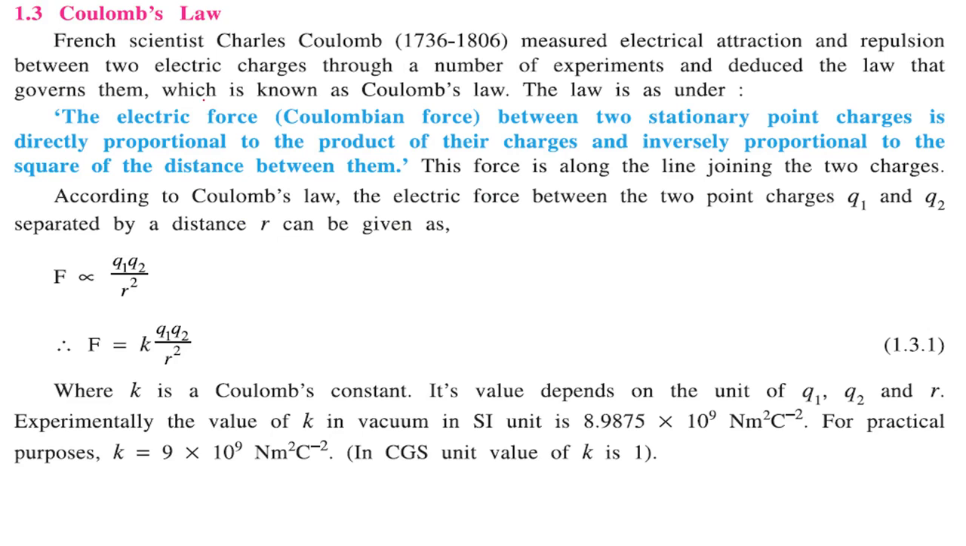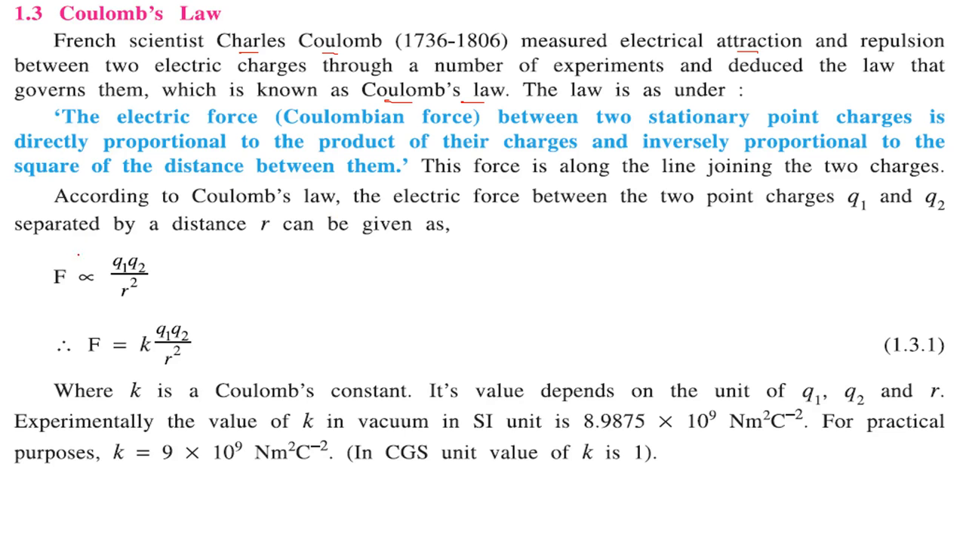Coulomb's law. French scientist Charles Coulomb measured electric attraction and repulsion between two electric charges. He did many experiments, and he also deduced a law that governs the outcome of his experiments, which is known as Coulomb's law. So what is Coulomb's law?